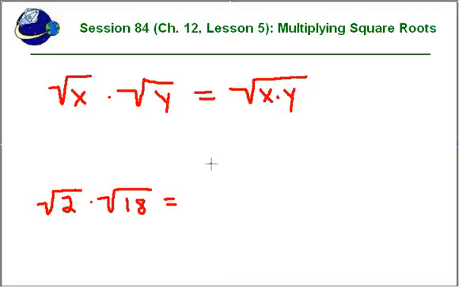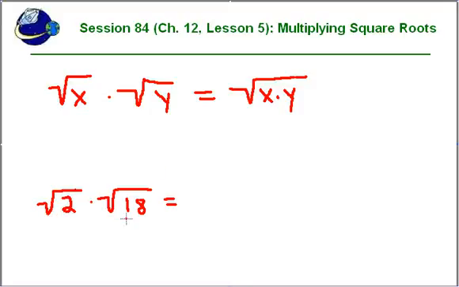Session 84, we're going to be multiplying square roots together. As was mentioned earlier in the previous session, when you have one radical, one square root being multiplied by another one, you can simply take the two terms that are inside, multiply those together, and take the square root of the product of those two. So what does that mean? Well, the square root of x times the square root of y is the same thing as the square root of x times y.